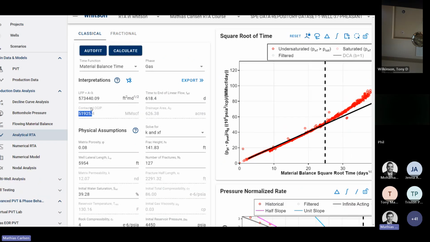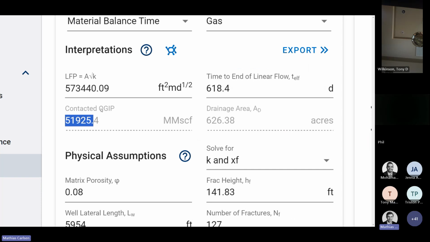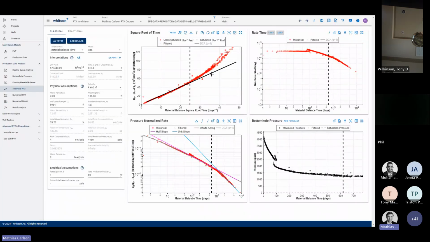And also pay attention that everywhere in the software where we're referring to the volume result from an MFMB method, or an FMB method, or an RTA method, we're referencing the contacted OGIP. That's on purpose. So far so good. Slope A root K, this is our pore volume. Okay, so now we're basically in bucket number 3.